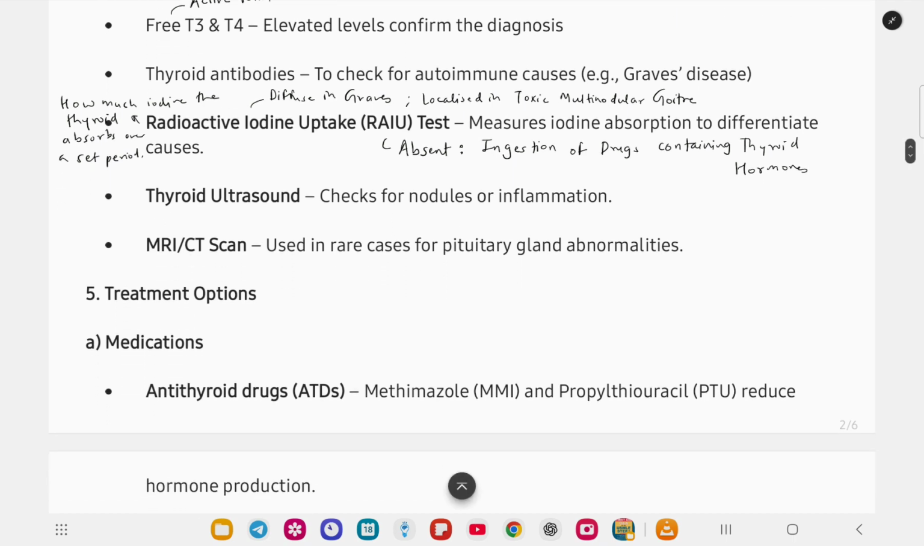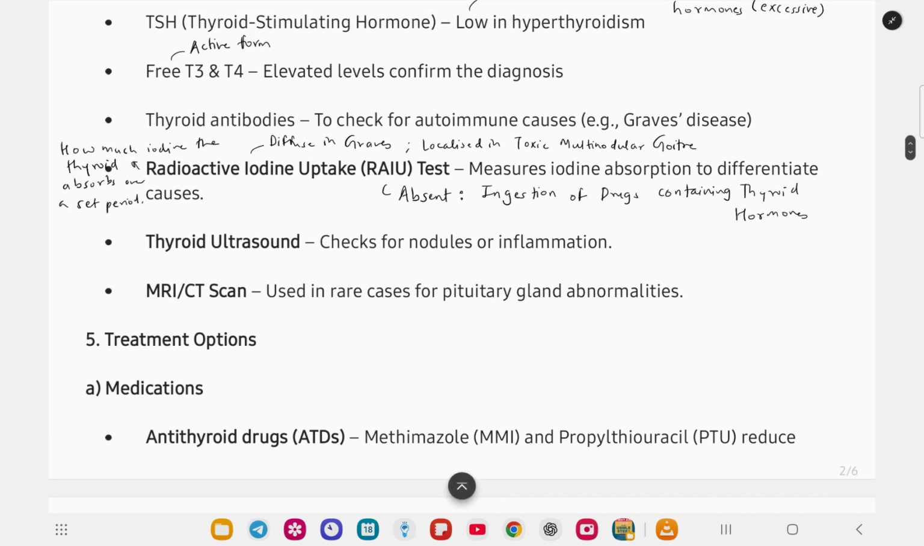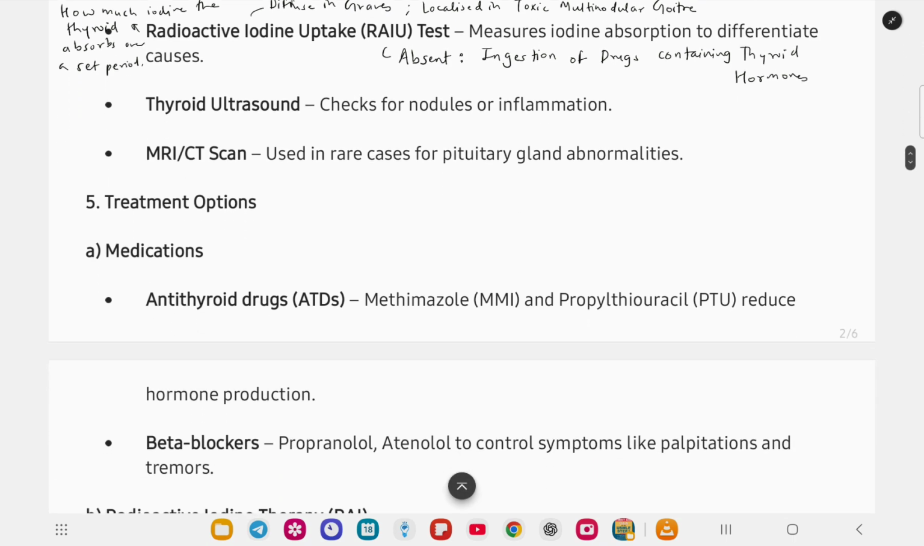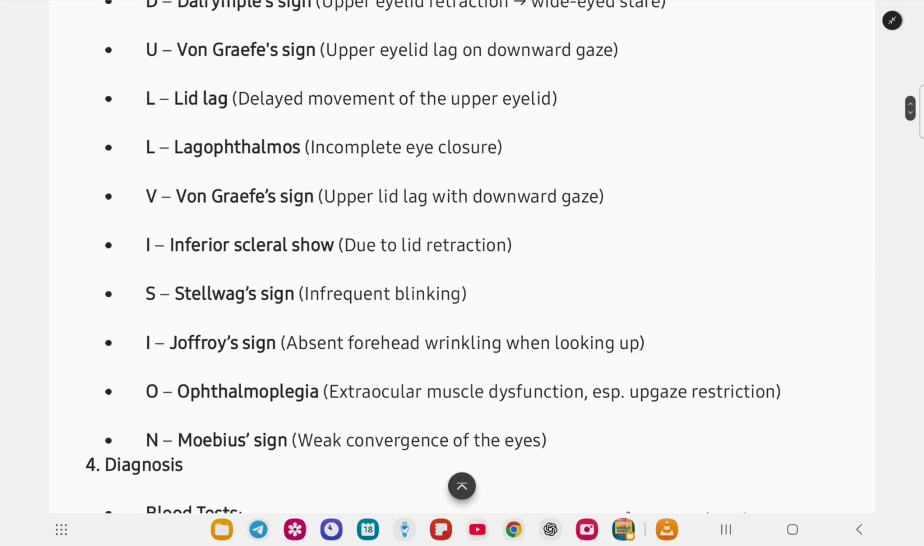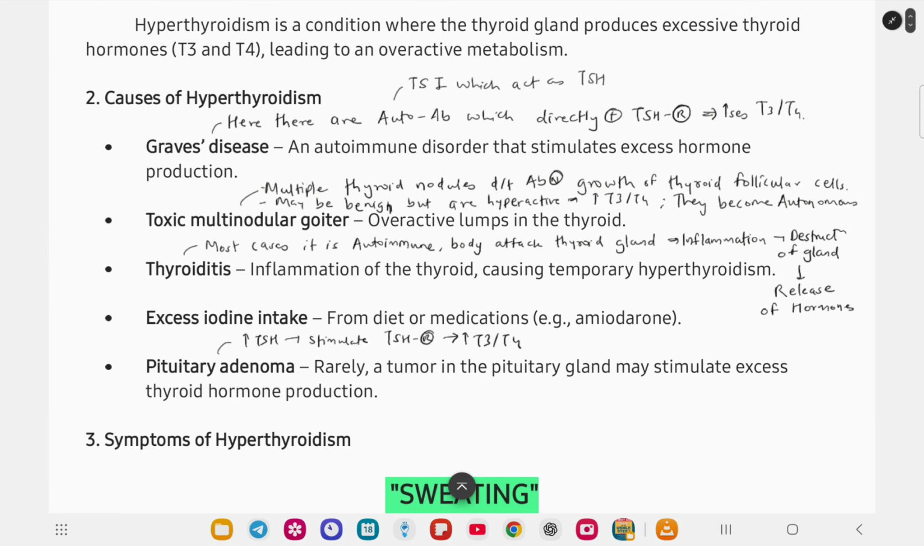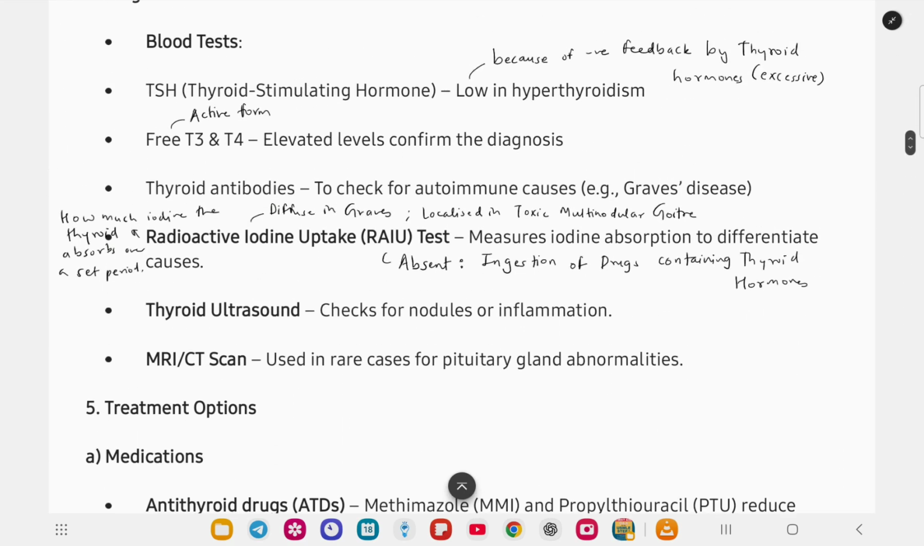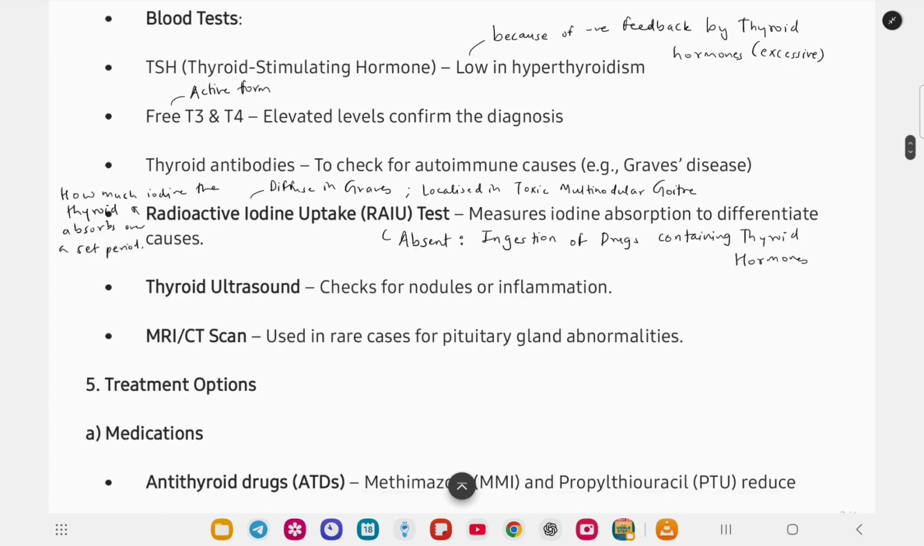Then the next thing we can do is thyroid ultrasound. It is used to check nodules or inflammation. And we can use MRI or CT scan in rare cases for pituitary gland abnormalities, such as pituitary adenoma. So this is all about diagnosis.